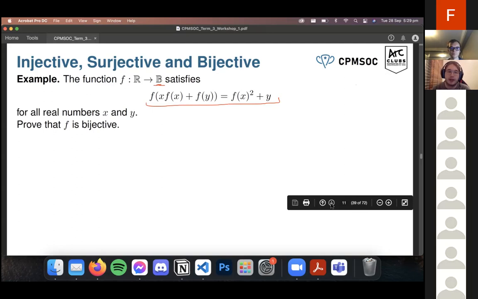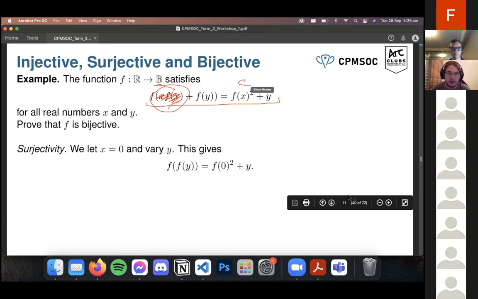I see xf(x) inside of it. Yeah, so x equals 0 is a good choice. We want to try and eliminate this, and it'll also leave this as some kind of constant so that we have a relationship between y and some kind of function value, right? So that's what we're going to do. We're going to try letting x equals 0 and vary y.